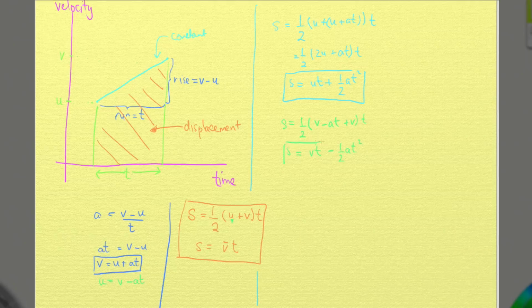So this is similar to the third equation, except that I have the initial velocity replaced with the final velocity, and the sign in the middle switched to a negative sign.